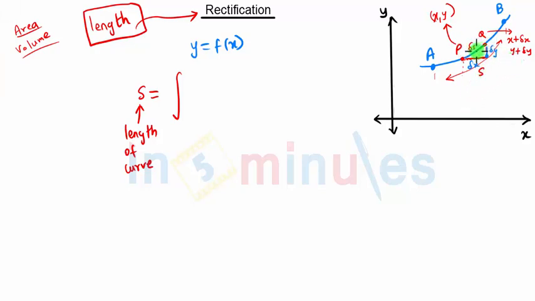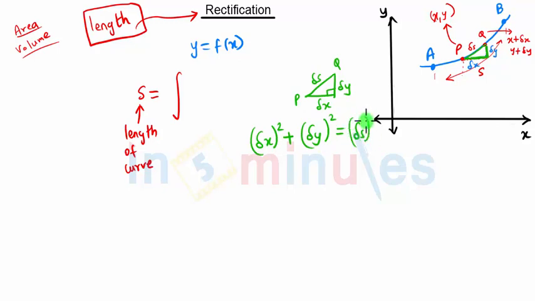Consider this part only. If you observe this part, this is nothing but a triangle where this length is delta s, this length is delta y, and this length is delta x. This point is P, this point is Q, and these two are at right angle. So here we will apply the Pythagoras theorem. We will get del x square plus del y square equal to del s square.